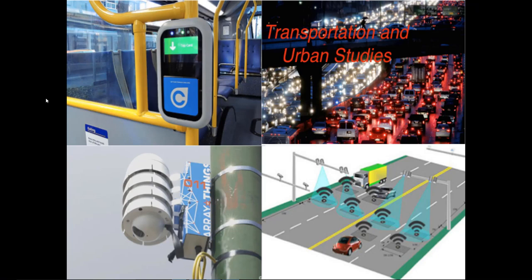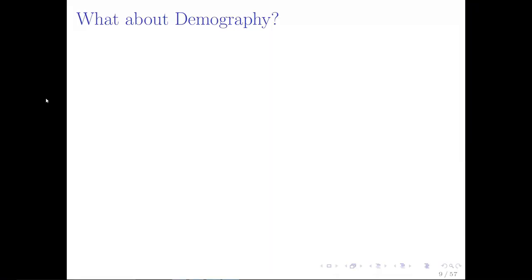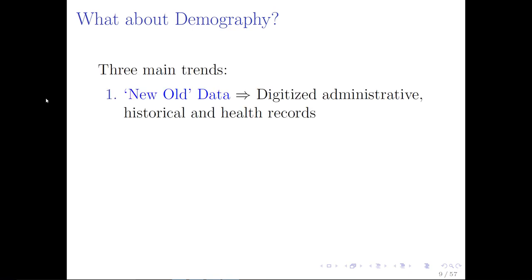And so one of the big questions for me is, well, what about demography? I see three main trends in this area. The first trend is about the rebirth of old data or traditional data. These are data that are very useful. They used to be on paper, and so they were very hard to access. They're being digitized, like administrative records and historical records, and they're becoming more usable for research.